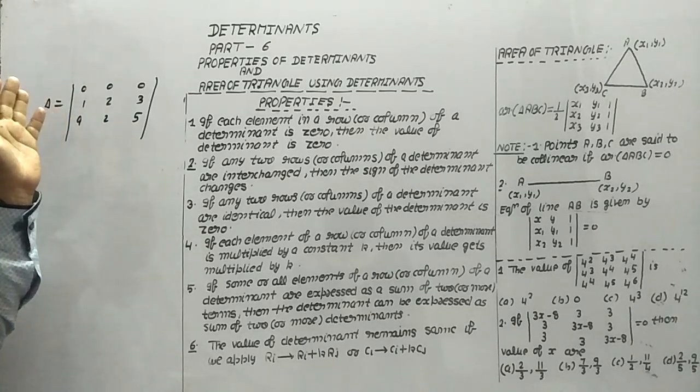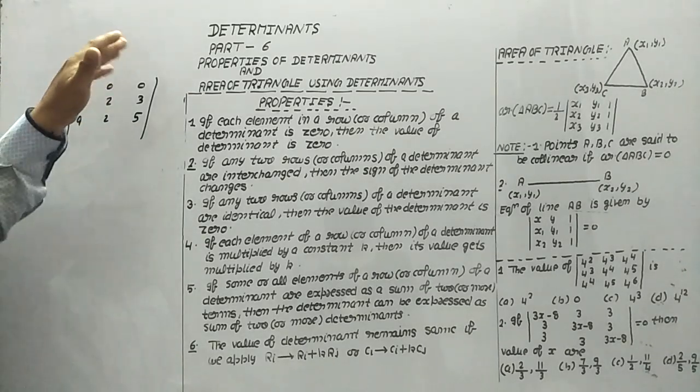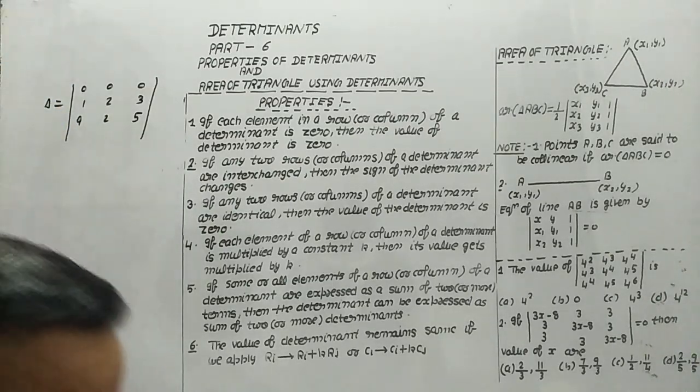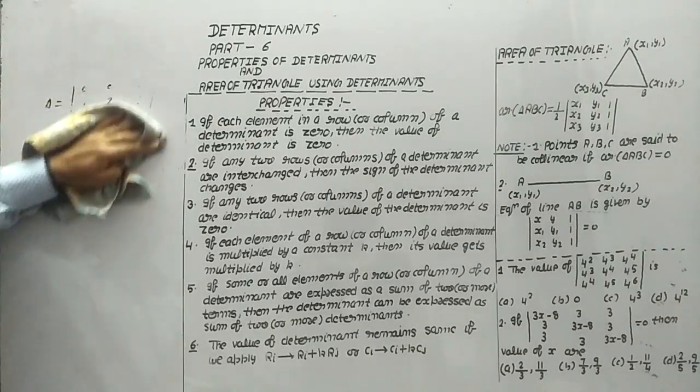How will we calculate the value of this? By expanding along the first row, second row, or any way. When you calculate, the value of the determinant remains 0. So this is the first property.